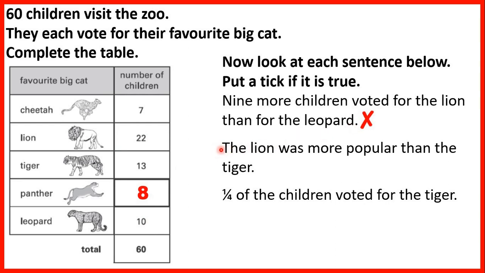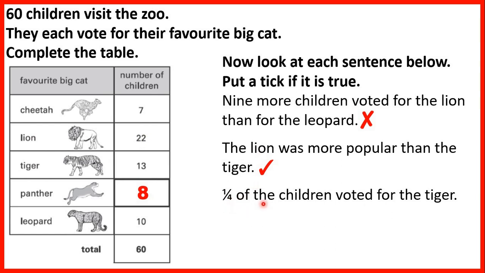Now, the lion was more popular than the tiger. Well, we can see that the lion was voted for by 22 children, but the tiger only 13. So because 22 is larger than 13, that means that the lion was more popular than the tiger, because it was voted for by more children.